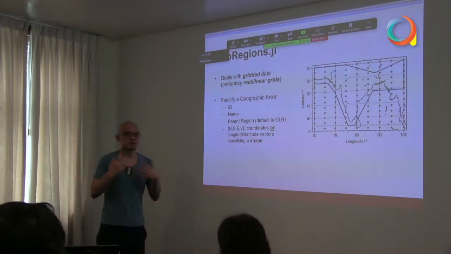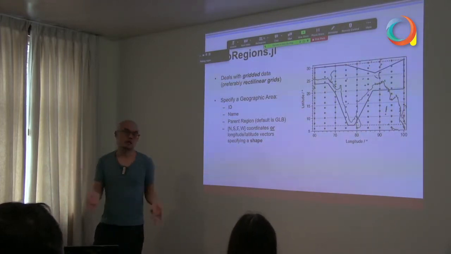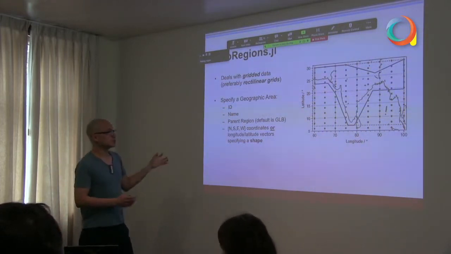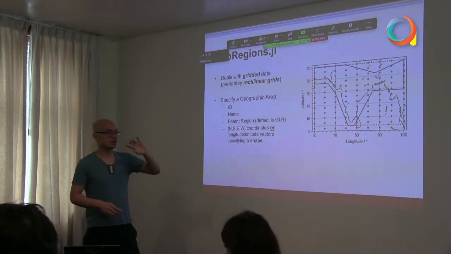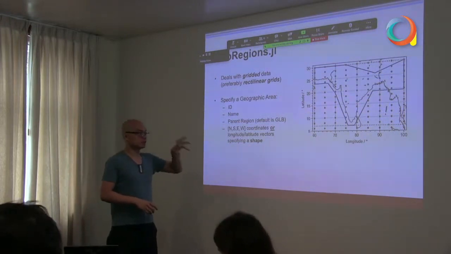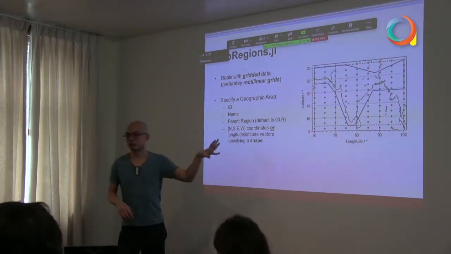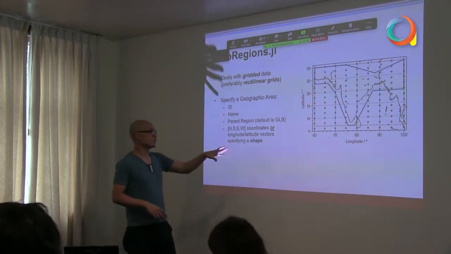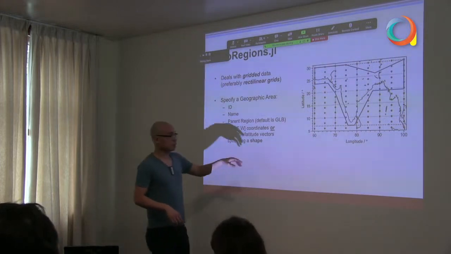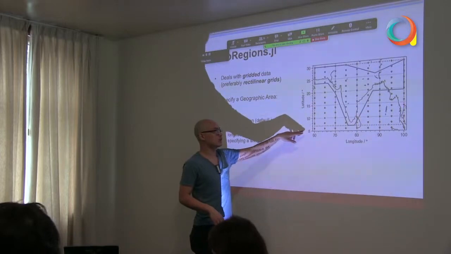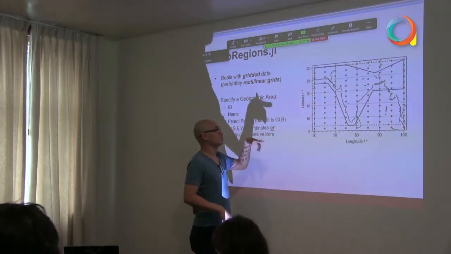The first one is GeoRegions, which deals with gridded data. It's not always the case, but in a lot of the products that I use, they are gridded products in longitude and latitude. So GeoRegions helps me to specify a particular geographic area.